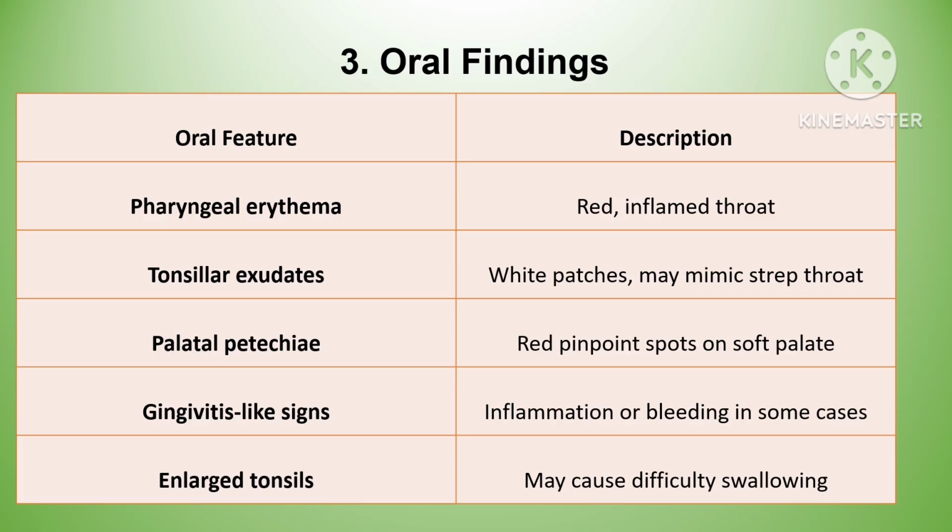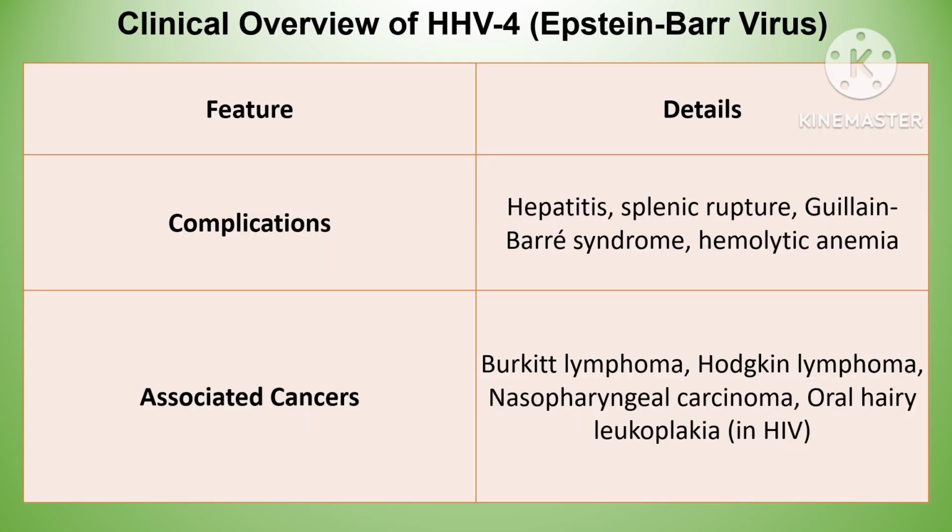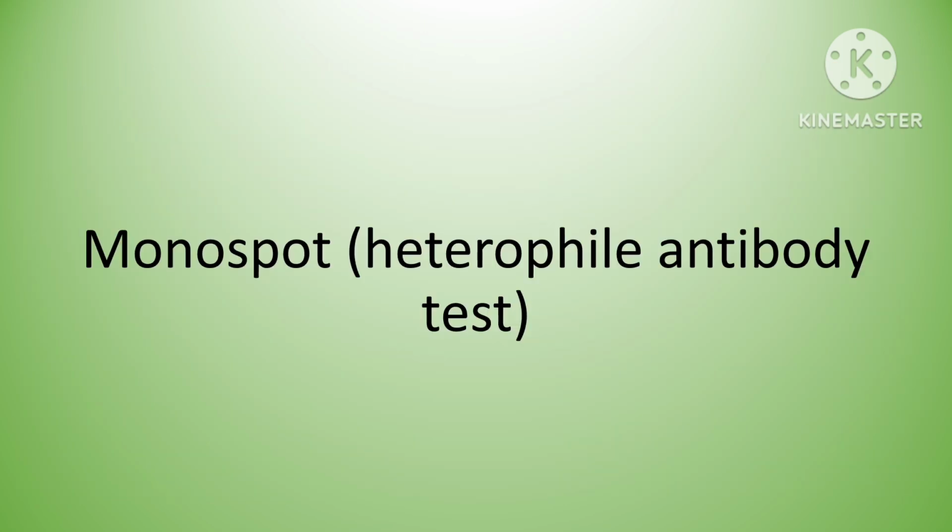In HIV patients, EBV may cause oral hairy leukoplakia, which is a white, non-scrapable patch on the side of the tongue. EBV is also linked to cancers like Burkitt's lymphoma, Hodgkin's lymphoma, and nasopharyngeal carcinoma, and also to post-transplant lymphoproliferative disorders.